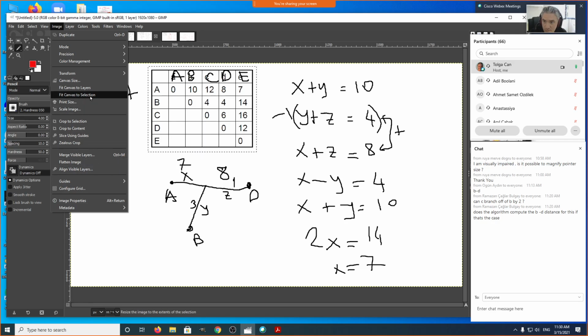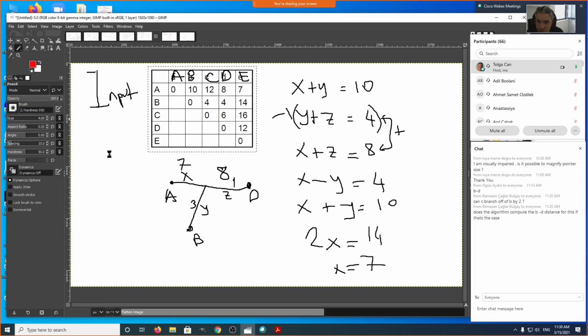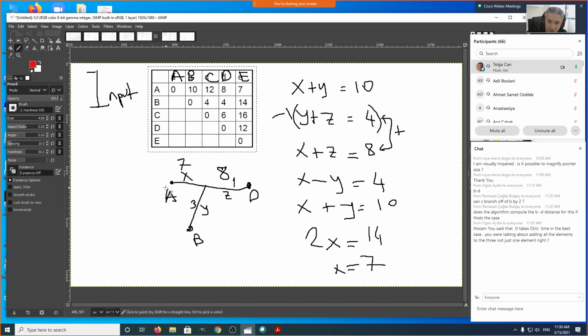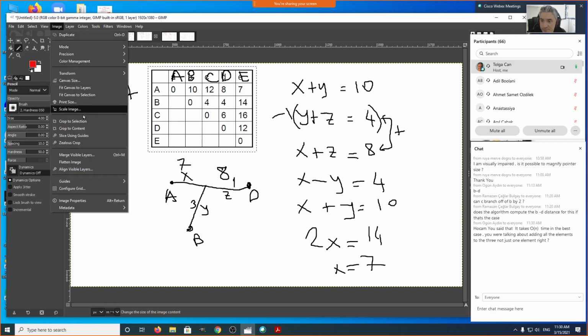So where is the flatten image here? And the tree itself is also, the tree is linear actually. The tree is going to occupy only. Oops, didn't flatten the image.